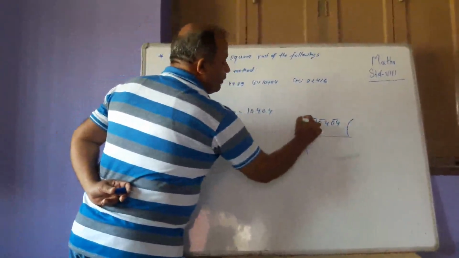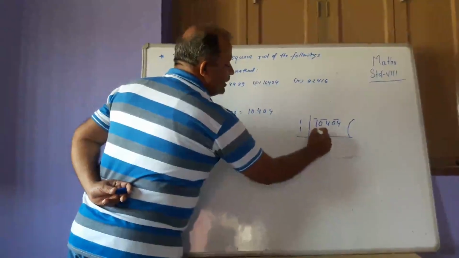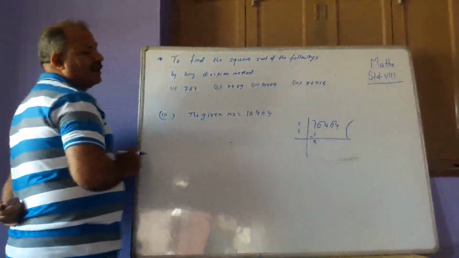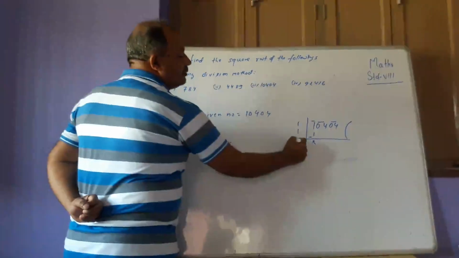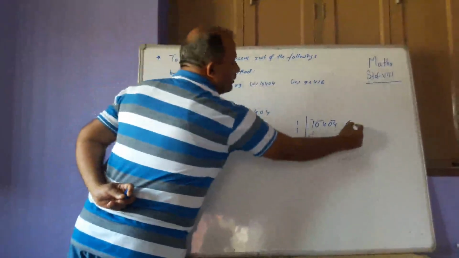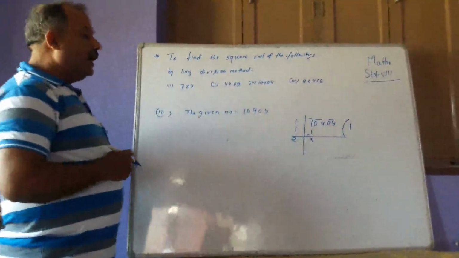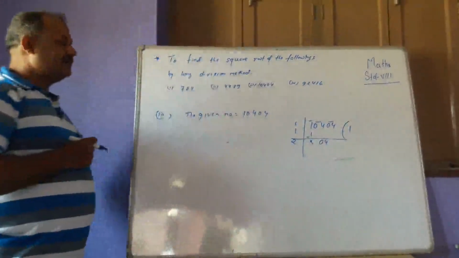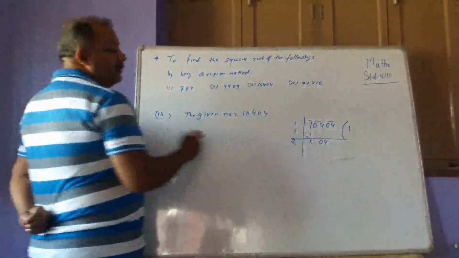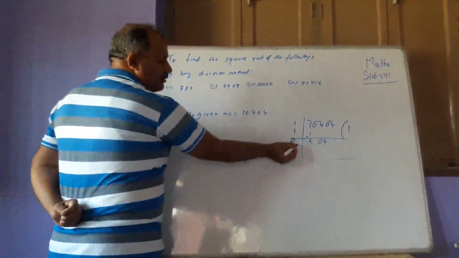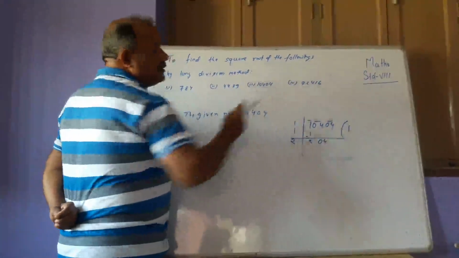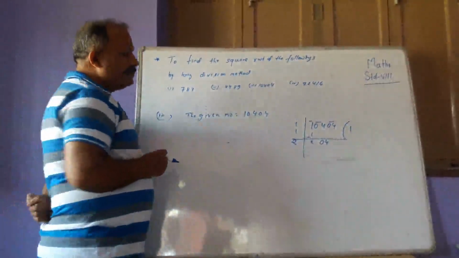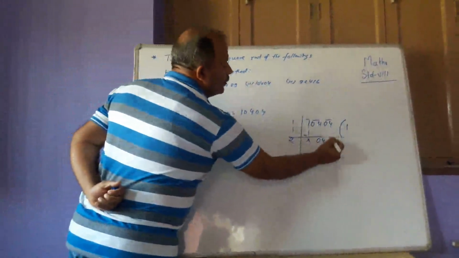Now 1 will be multiplied by 1, we will subtract 1, there will be nothing. On adding 1 and 1, we get 2. Here we have to write 1. And we will take the next pair 0, 4. If we are going to place 1 also, then it will be 21. 21 is more than 4. And therefore, we have to take another group.